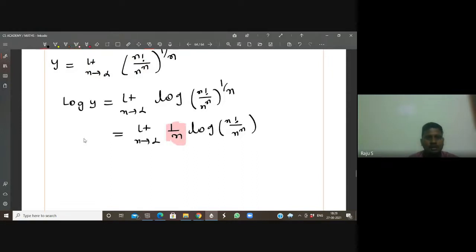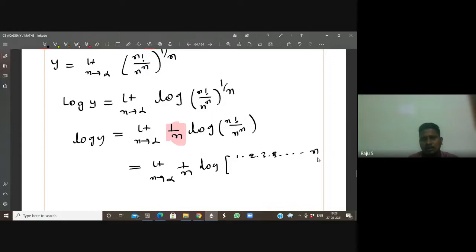Log y is equal to limit n tends to infinity 1 by n. Shall I write like this? What is n factorial? Shall I write 1 into 2 into 3 into 4 and so on up to n? And n power n is nothing but n repeated n times, so n into n and so on, n by n.